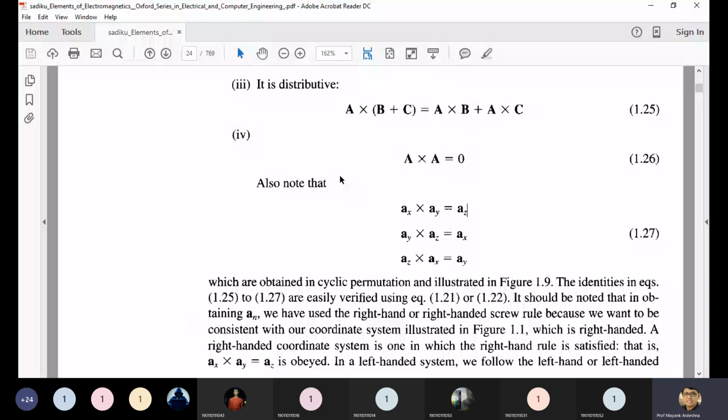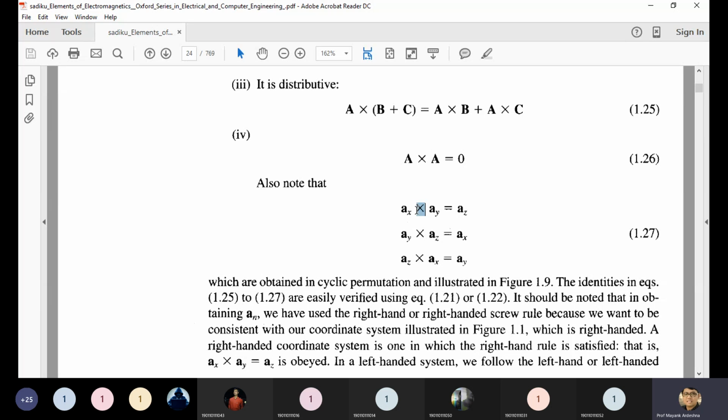Instead of the cross product, now it is the dot product, ax dot ay. So the answer is... just see the ax and ay. You cannot find the dot product for this case, because if you see the direction of ax and ay, they are 90 degrees opposite.